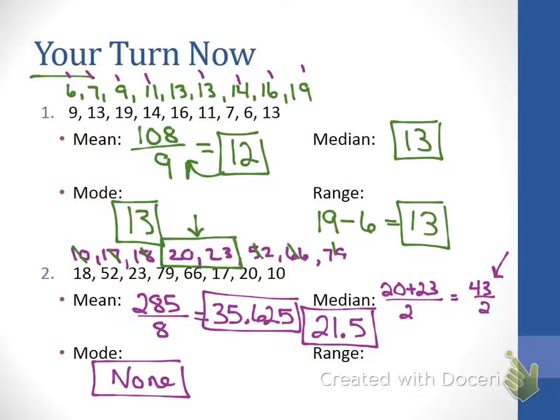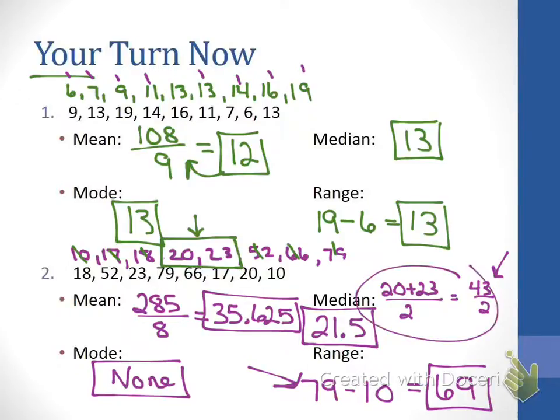So what about the range? 69. How'd you find that? 79 minus 10 equals 69. And then box it in. Just make sure that you show me this work. Show me what you subtracted by on the median. Show me what you divided by if you had to divide. And on the mean, show me what you divided by also. All right, so a little bit of work to show, not much.